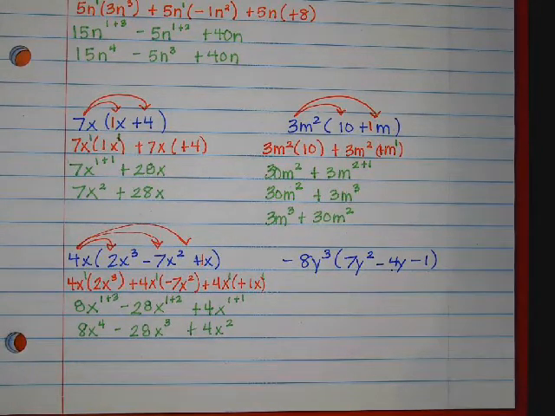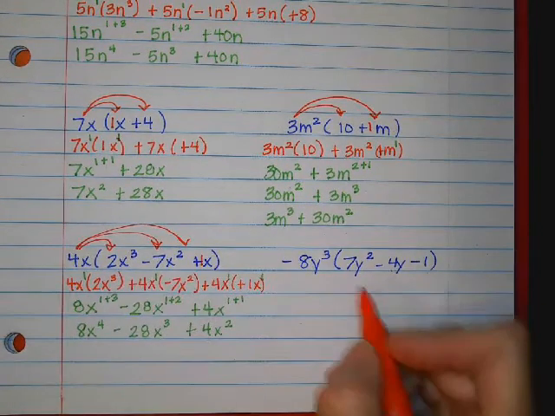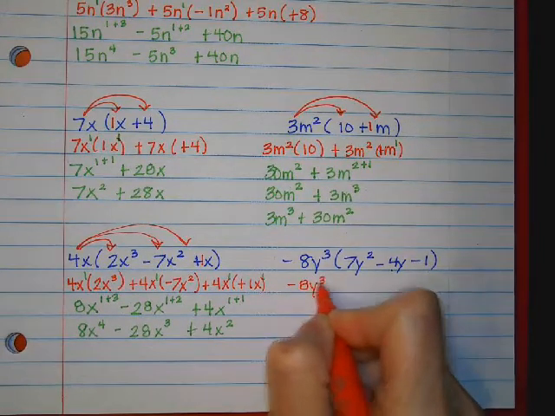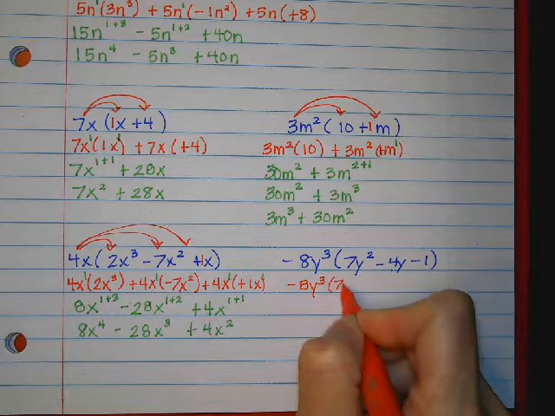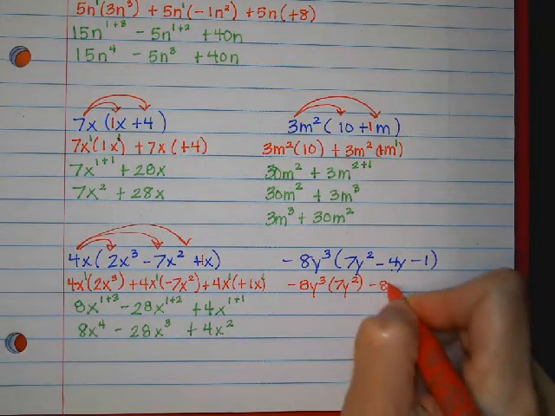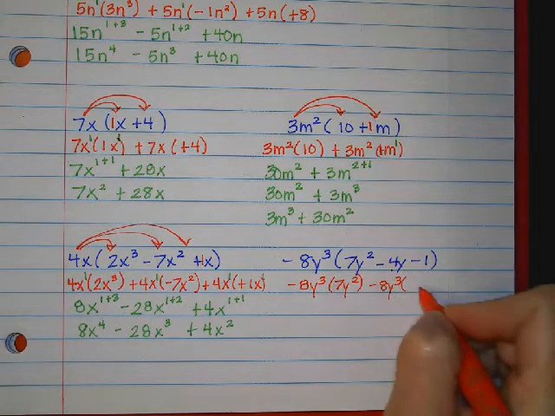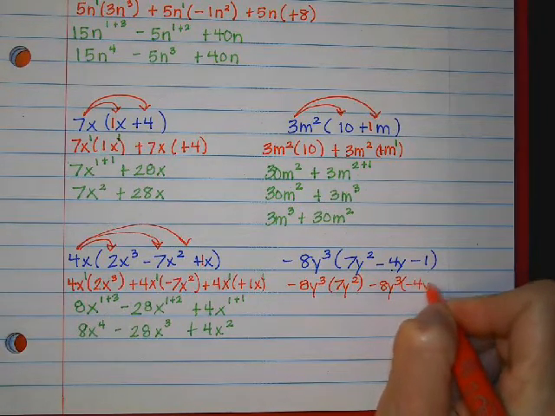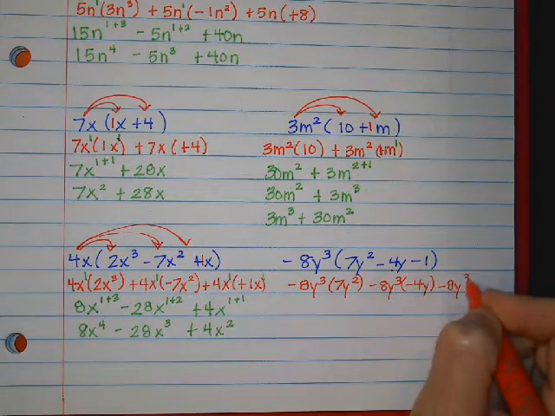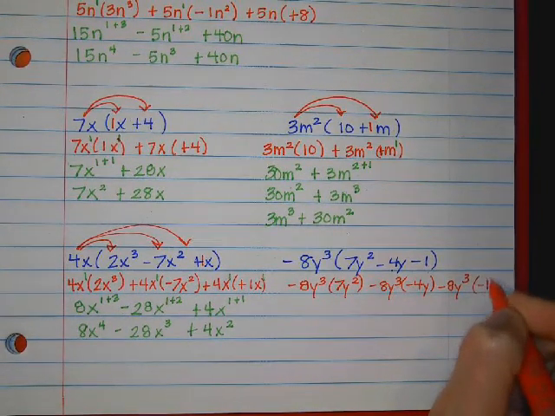Alright, so our last example in this section, we're going to take negative 8y to the third and multiply it by the first term, 7y squared. We'll take our negative 8y to the third and multiply it by our second term, which is negative 4y. We'll take our negative 8y to the third and multiply it by our last term of negative 1.